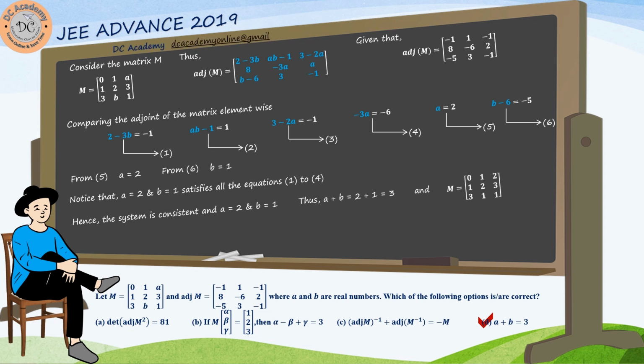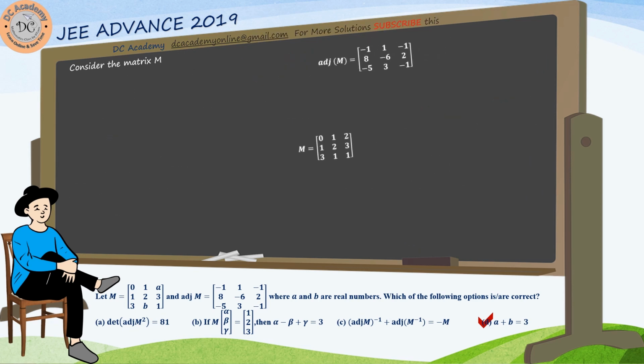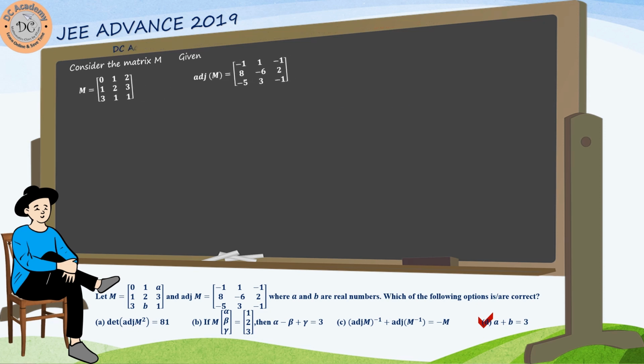So now we have to test the correctness or truthfulness of options A, B and C. That is the remaining part. Let's go ahead. So now, first we go ahead and notice that the determinant of adjoint M square. So basically we are trying to test option A. So here, determinant of adjoint M whole square can be written as determinant of adjoint M and whole square.